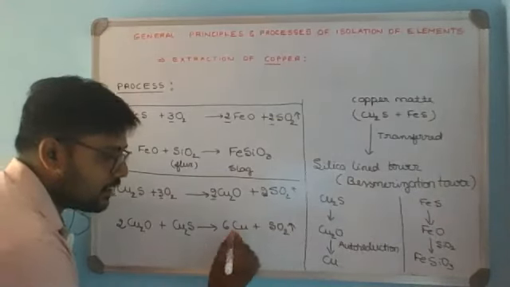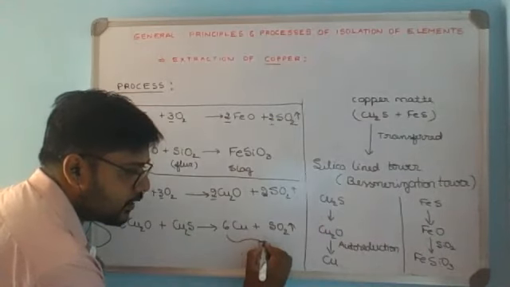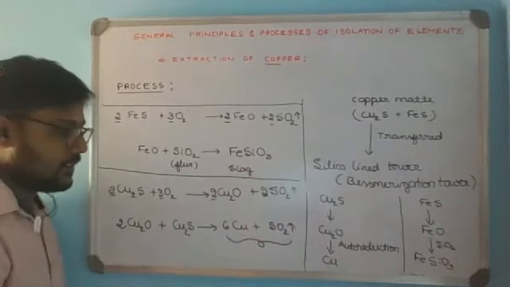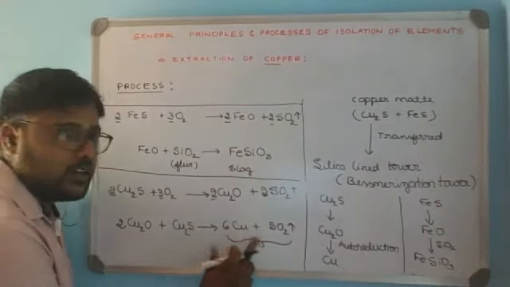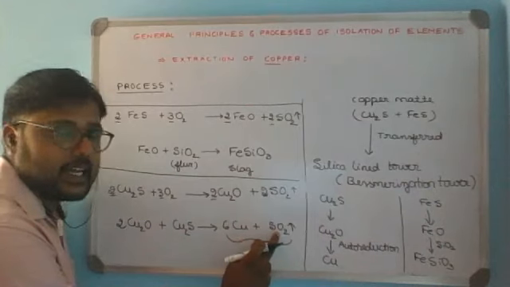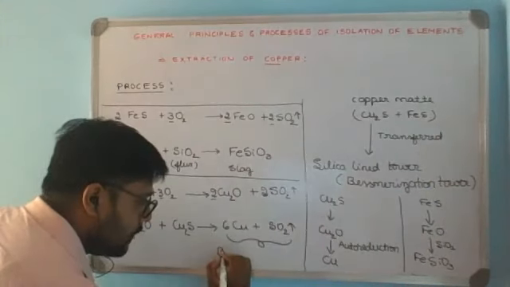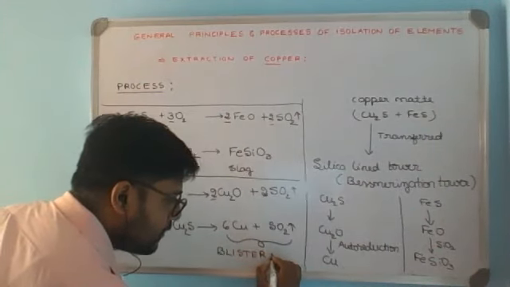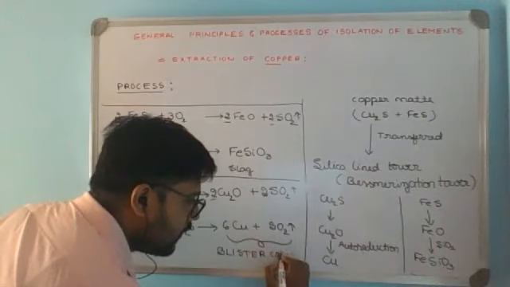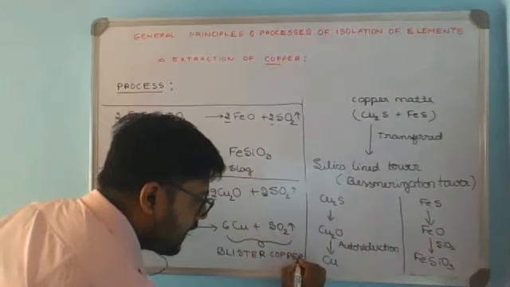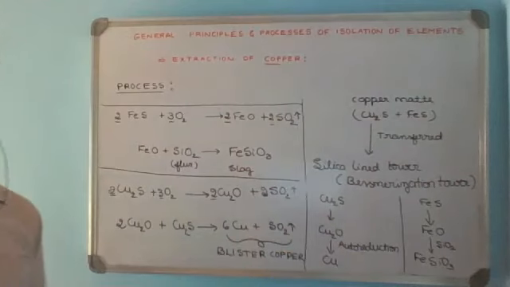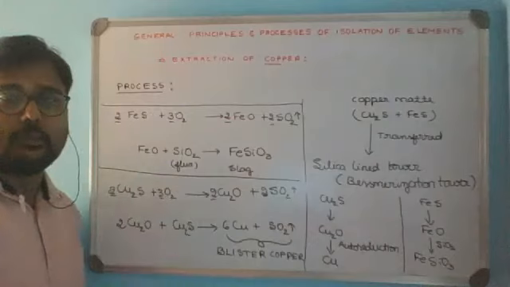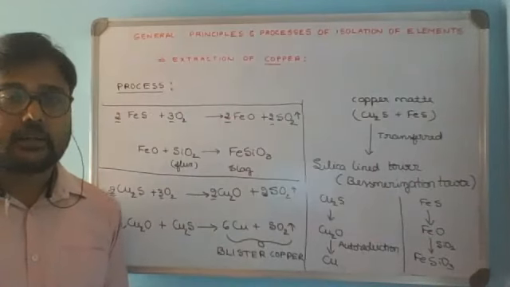Now this final step is the actual reduction of copper, and there is one significant piece of information we need to remember at this step. The reduced copper, with the liberation of sulfur dioxide gas, is called blister copper. Again, this is a very important question. For 1 mark you can expect what is blister copper, or how blister copper is obtained. If the question is how blister copper is obtained, you can explain the complete process. What does blister copper mean?